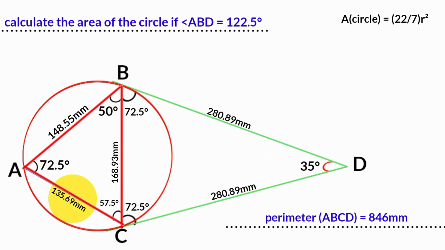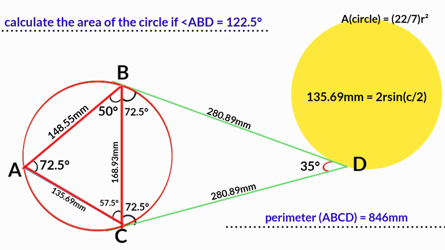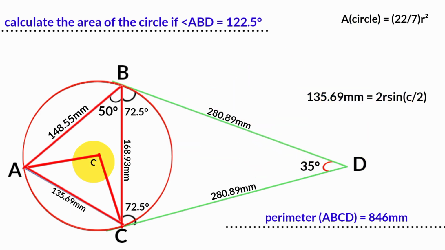Now if you look at this line here, it is a chord of the circle. The formula for calculating the length of a chord is 2r sine c over 2. So if you equate it to 135.69 millimeters, now 135.69 millimeters equal to 2r sine c over 2, where r is the radius and c is the central angle. That is the angle at the center here. So what is its size?